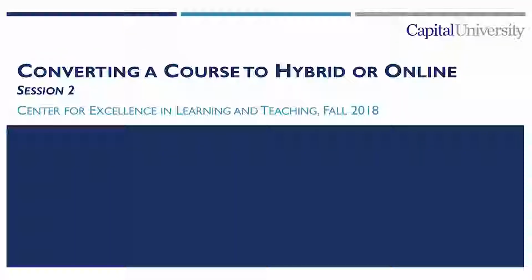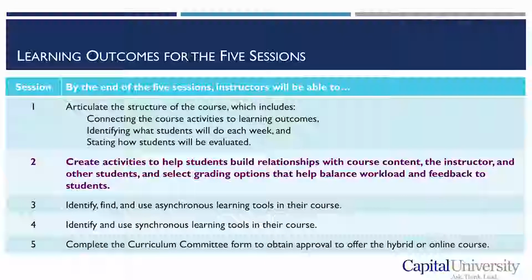So this is a session sheet for converting the course to hybrid or online. Recall from last time, we articulated the course structure, which included connecting your activities to your learning outcomes, identifying what the students will do each week, and then stating how the students will be evaluated. So we're going to build on that some more.